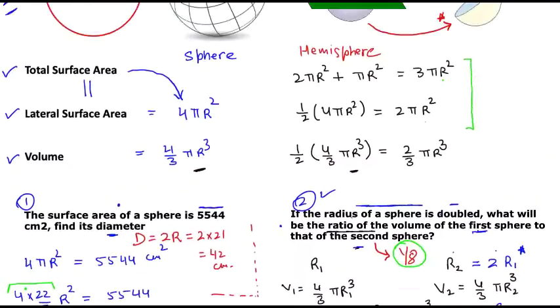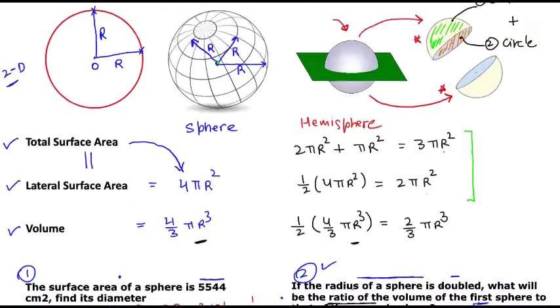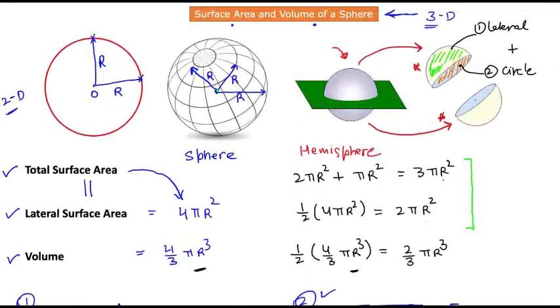All right, so keeping that in mind with reference to these two examples and the learning that we had about the sphere and the hemisphere, our objective was to understand what is the total and lateral surface area for a sphere and what is the expression for the volume, and also we learned about the same for a hemisphere as well.